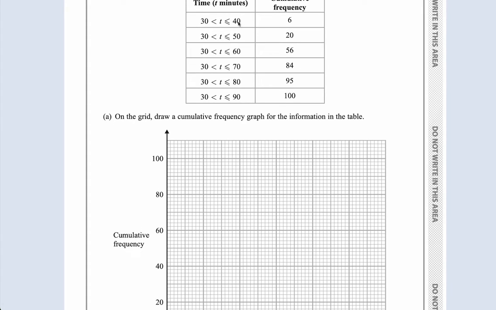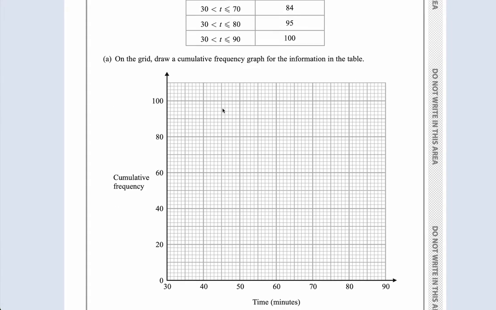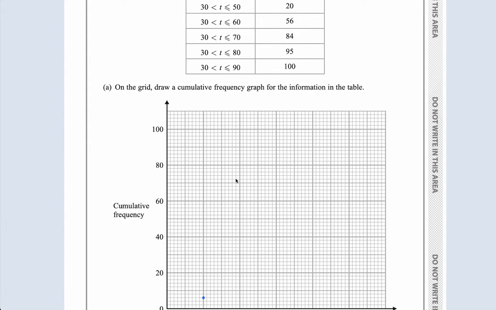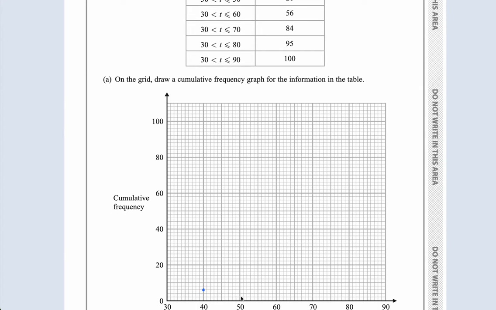So the first point is going to be at 46, so I'm going to put a point at 46 here. The next point is at 50, 20. Next point is at 60, 56. So guys, these are going up in twos, like 2, 4, 6, 8, 10, 12, 14, 16, 18, 20. So the little boxes are 2.